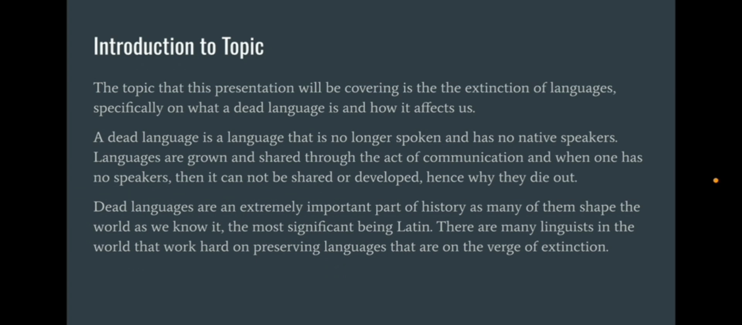Languages are grown and shared through the act of communication, and when a language has no speakers, then it cannot be shared or developed, hence why they die out. Dead languages are an extremely important part of history, as many of them shaped the world as we know it, the most significant being Latin. There are many linguists in the world that work hard on preserving languages that are on the verge of extinction, which are known as endangered languages.